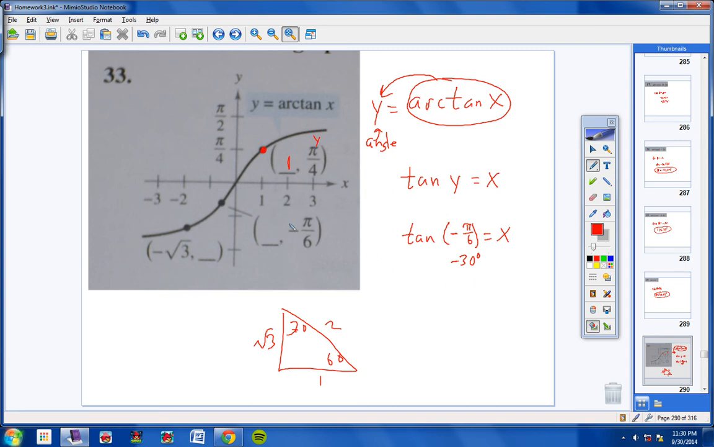So here we go. This blank right here, when you put in negative pi over 6, you get out negative square root of 3 over 3. Now, how did I know it was a negative square root of 3 over 3? Well, the quick, easy answer is this.